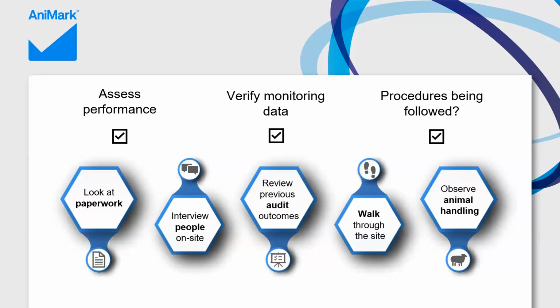Internal auditors can also review previous internal audit outcomes and check to confirm that previous non-conformities haven't occurred again. Internal auditors should also walk through the site, conduct monitoring of animal handling activities, inspect animals, look at infrastructure, equipment, and also observe personnel handling animals.